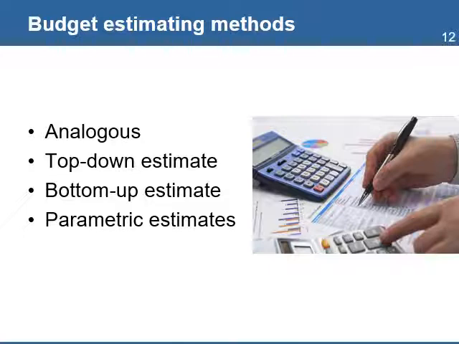The bottom-up estimate is a method that starts with individual activities and the cost of each input and adds them up to obtain the total project budget figure. And parametric estimate, which uses standardized parameters that define the cost of an activity or a task for a specific rate or output.